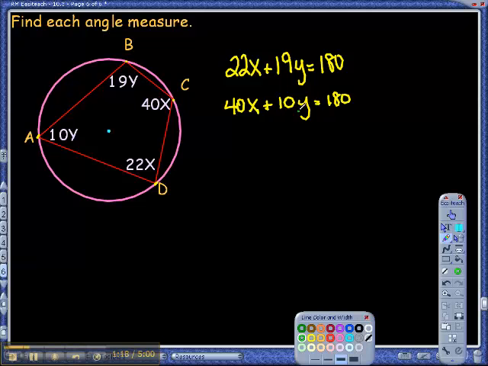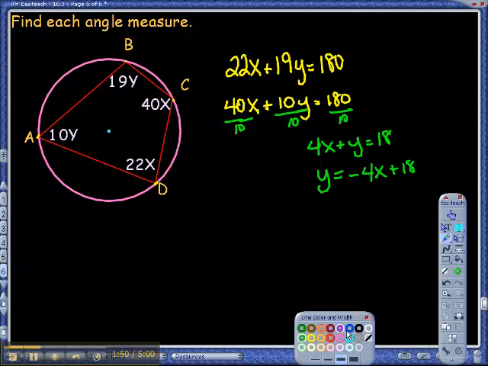Looking at this, it would not be very hard to get this y by itself because these are all divisible by 10. So I'm going to go ahead and use substitution on this problem, but you could use either one. I know a lot of you guys seem to be fans of substitution when we've done systems before. If I divide everything here by 10, as long as I divide each term, that division property of equality says that it will still be equivalent, then I'd end up with 4x plus y equals 18. And to get the y by itself, we're going to subtract our 4x, so y would equal negative 4x plus 18.